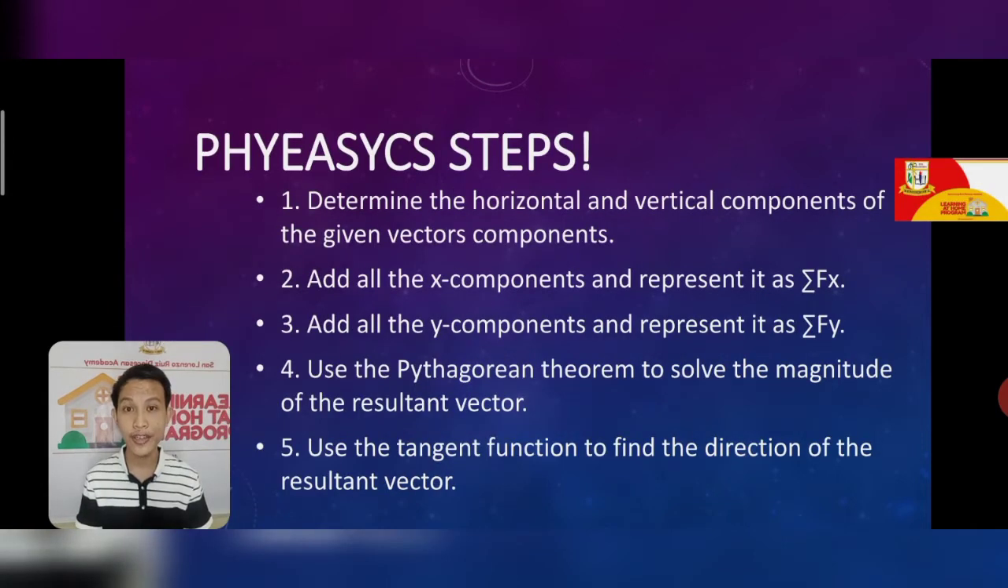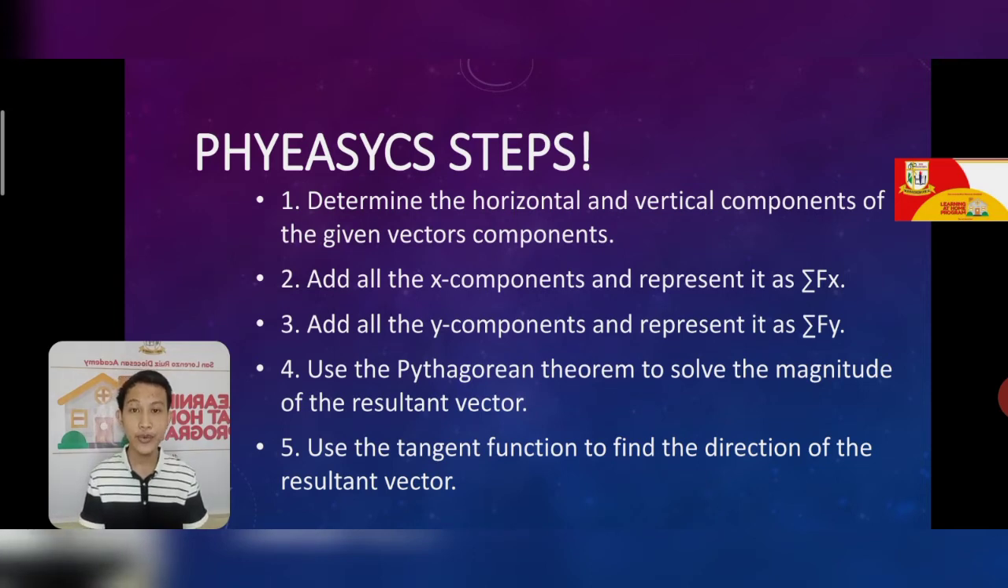Now, to solve for the resultant vector using component methods, there are 5 steps. We have first, number 1, determine the vertical and horizontal components of the given vectors. As I have told you, we have the two formulas. For vertical component, we have F sin theta, and for horizontal component, we have F cos theta.